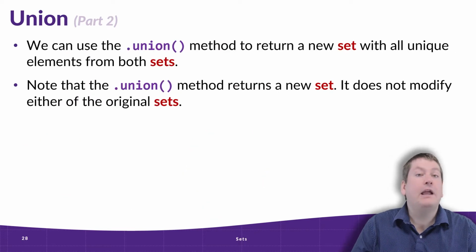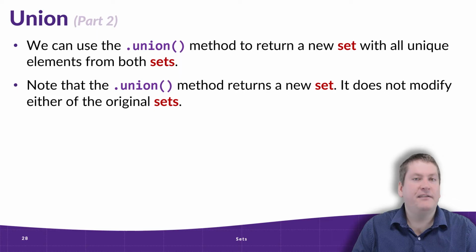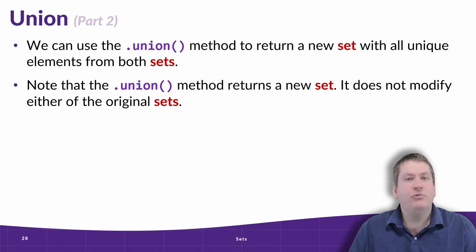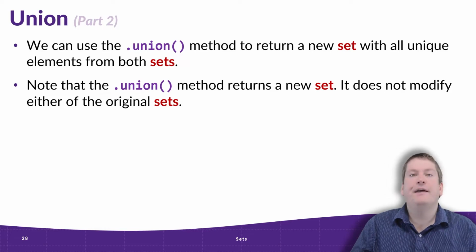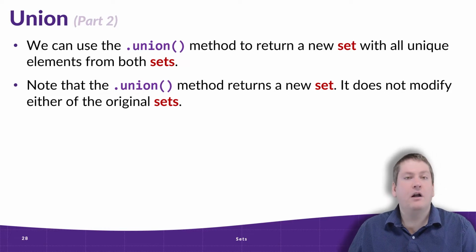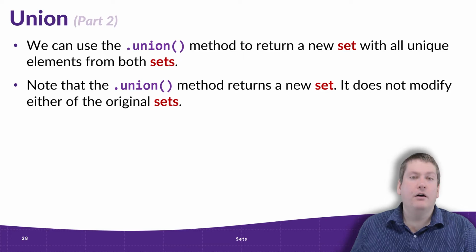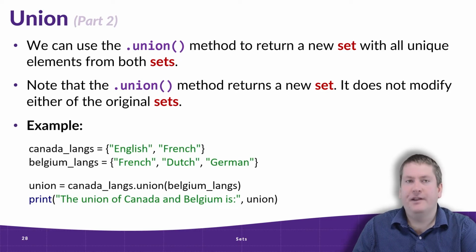So what does this look like in Python? Well, Python provides us a union method that works pretty much like isSubset, in that it takes a set as an argument, and it creates a new set that contains the elements of both sets. So neither set is updated, instead a new copy is created that has all of the elements from both sets. So let's take a look at a Python example.